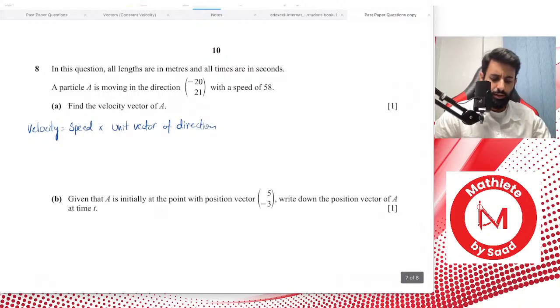29 root 2 and 43.1. Are you sure about that? Yeah, that's correct. Minus 40 and 42.